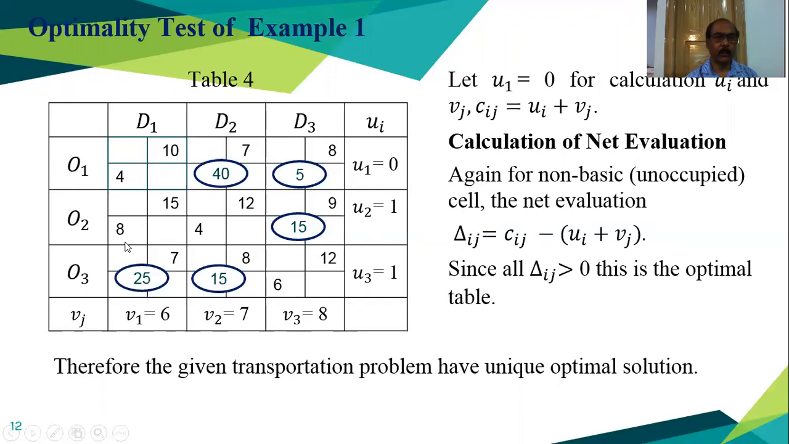This is delta 2,1. Delta 2,1 means Cij is 15 minus (U2 plus V1). U2 value is 1, V1 value is 6, so this plus this will be 7. So 15 minus 7 is equal to 8. In this case, cell 2,2: 12 is the transportation cost. Our U2 is 1 and V2 is equal to 7, so 12 minus 8 is equal to 4.